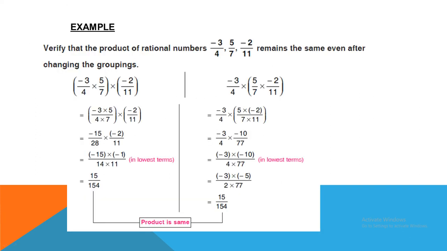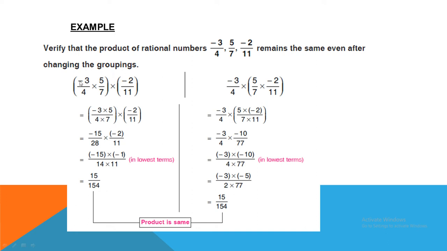Let's understand it with one example. Verify the product of rational numbers minus 3 upon 4, 5 upon 7, minus 2 upon 11 remains same even after changing the grouping. Okay, first we multiply the first two numbers which are given, then we multiply it with the third number. And on the right hand side we first multiply the second and third one together in the bracket, and then we multiply this product with minus 3 upon 4. Okay, again check the rule.